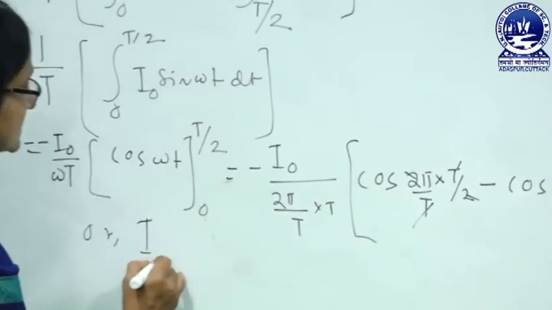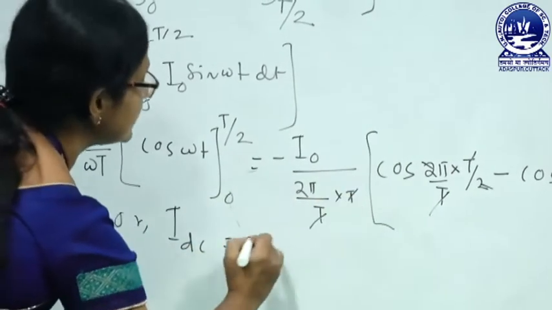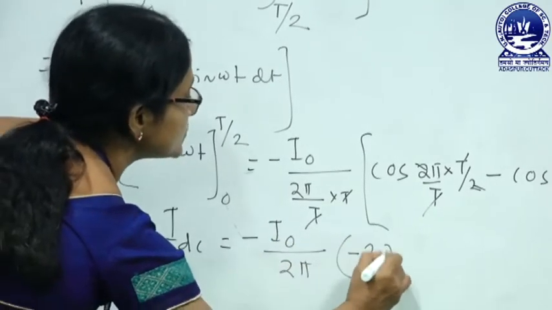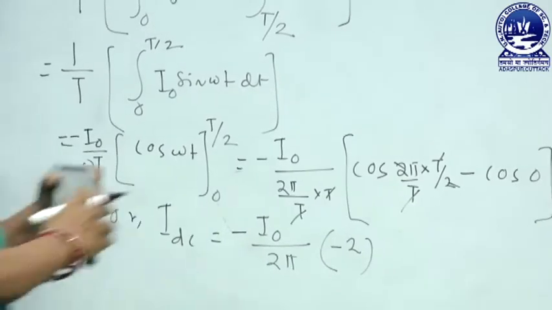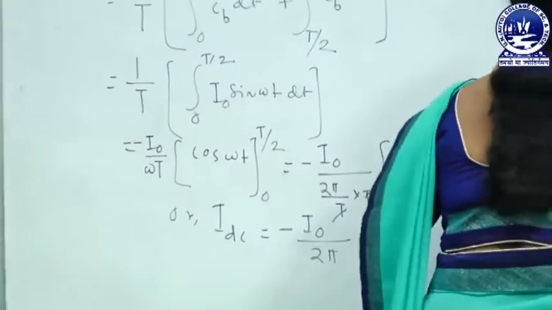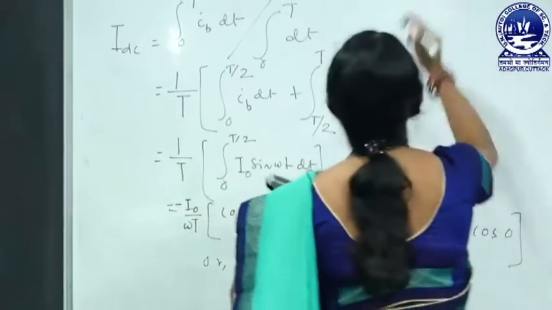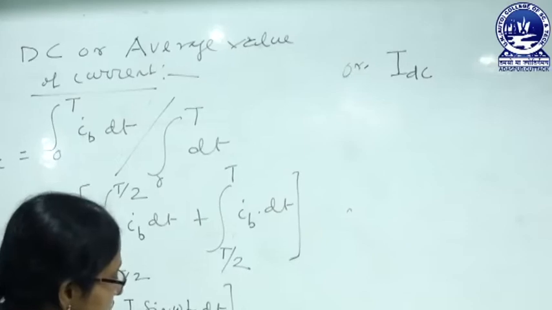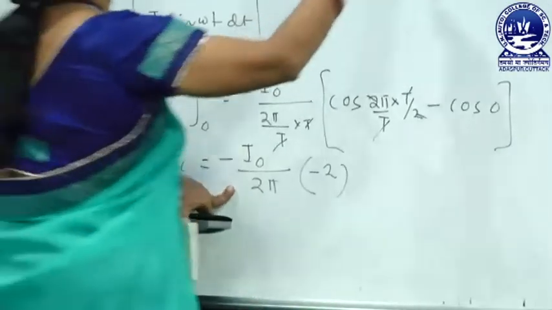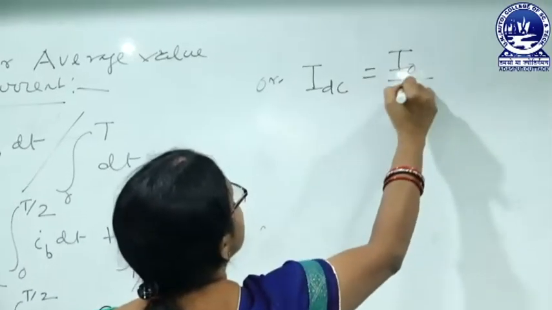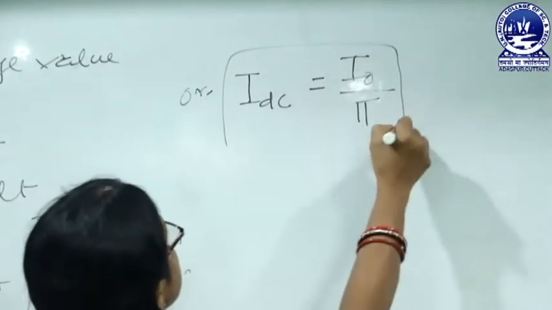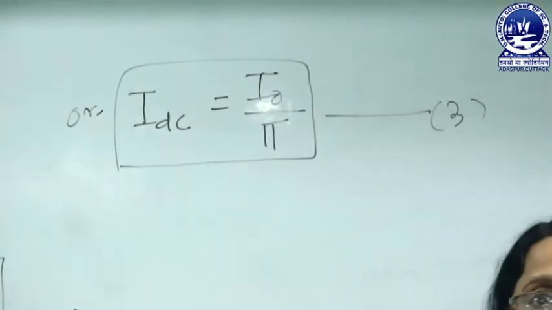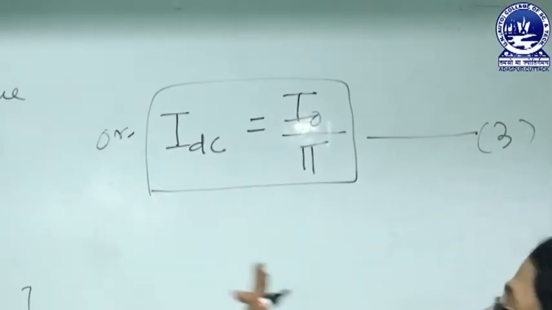Or IDC equal to I naught by 2 pi into minus 2, cancel here. So what is the result now? IDC equals, here 2 cancel, minus minus plus, so that equals I naught by pi. Block this expression, and this is equation 3. This is the average or DC value of the current.